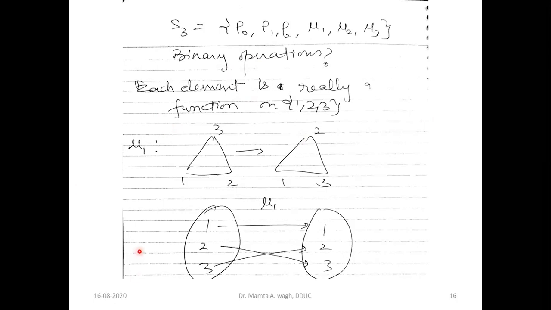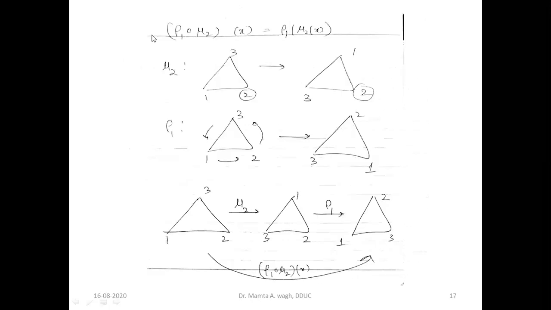Consider mu1. What we are doing in mu1 is changing 1 2 3 to 1 3 2. So 1 is going to 1, 2 is going to 3, and 3 is going to 2. So this is your mu1. Now if I am combining rho 1 and mu2 using function composition, that will be rho 1 composite mu2. We are applying mu2 first, that is, f composite g is f of g of x. So here it is rho 1 of mu2 of x. So first you are applying mu2.